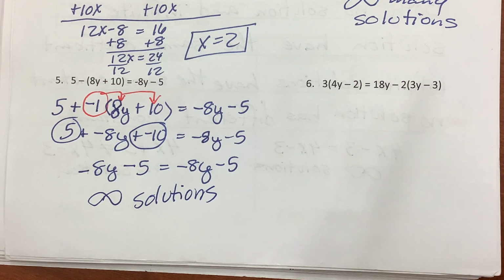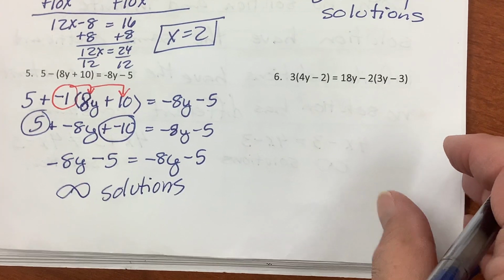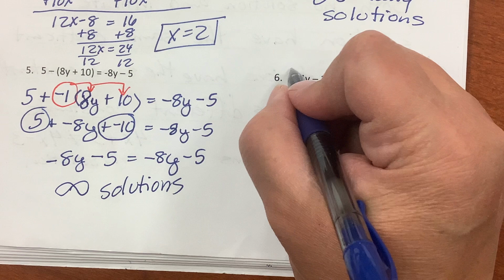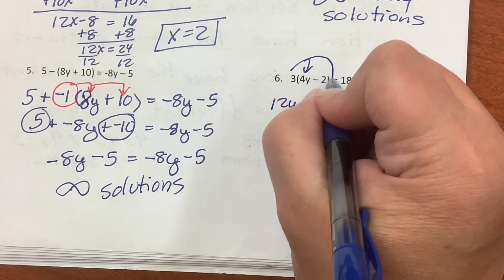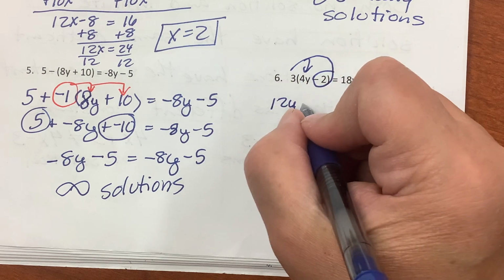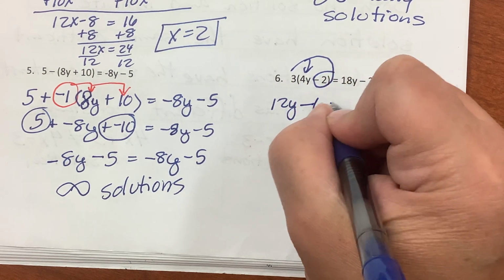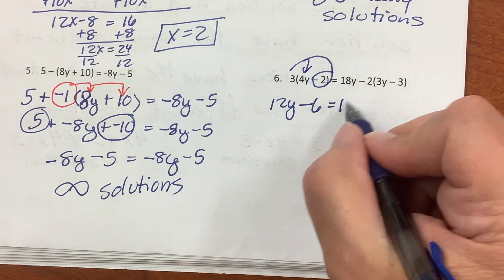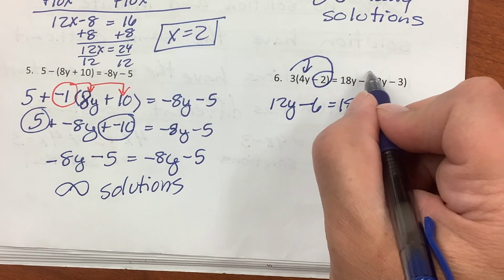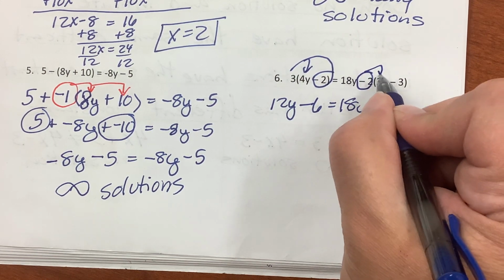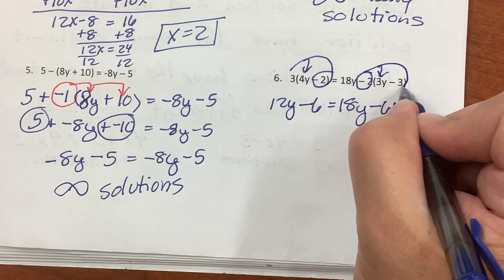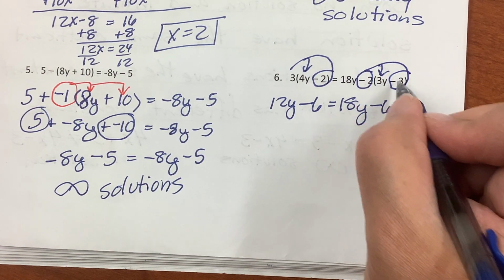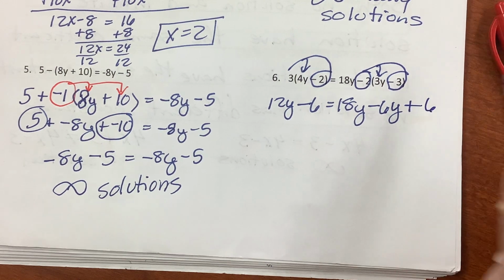Ooh, that was hard. I like that problem. Things that make you think. All right, 3 times 4, 12y. Suck up that sign. 3 times negative 2, negative 6 equals 18y. Suck up that negative sign. Negative 2 times 3, minus 6y. And suck up that negative sign. Negative times negative is positive 6.